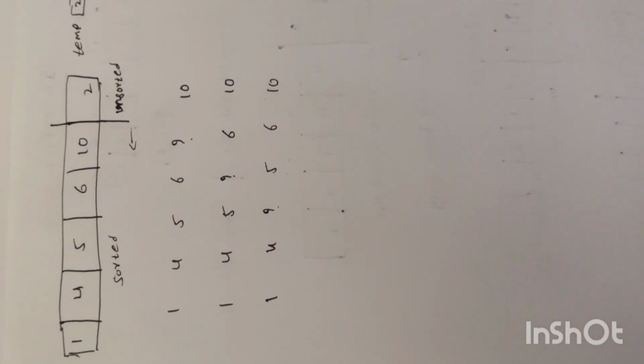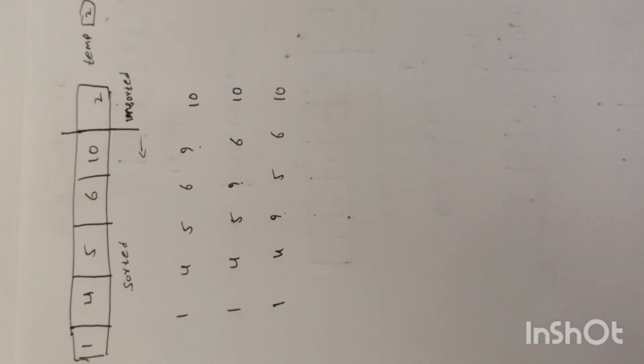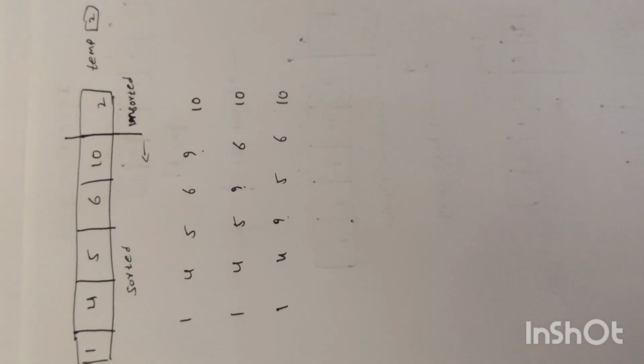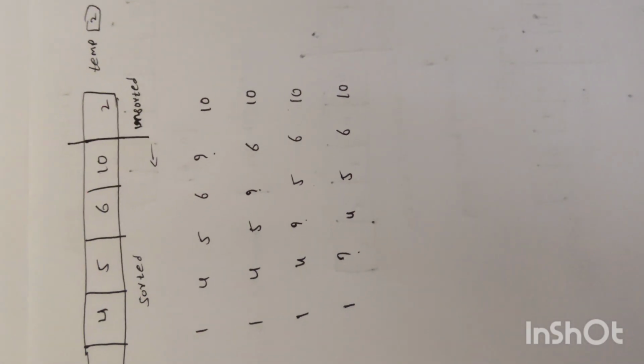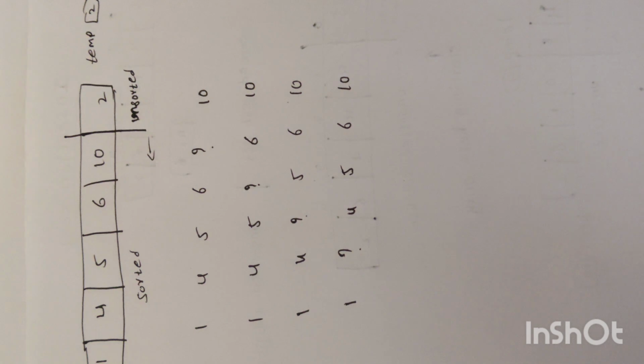Now compare with this 4. Fine. Is 4 greater than 2? Yes. Then right shift this 4 one place. 4 is here now. Here we have question mark. Here we have 1. Now this is the value.